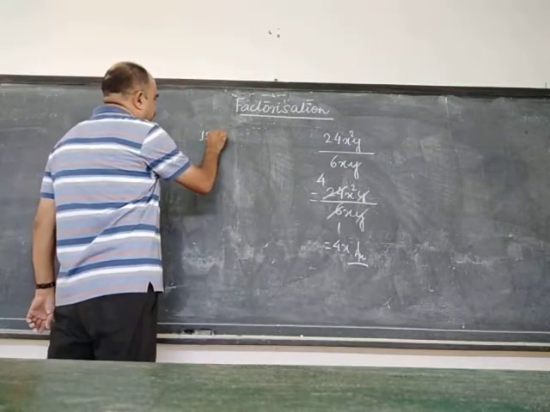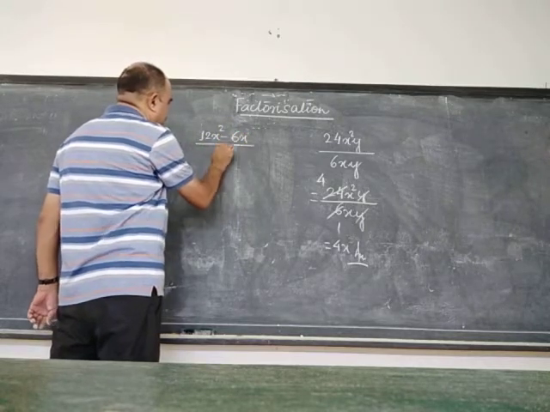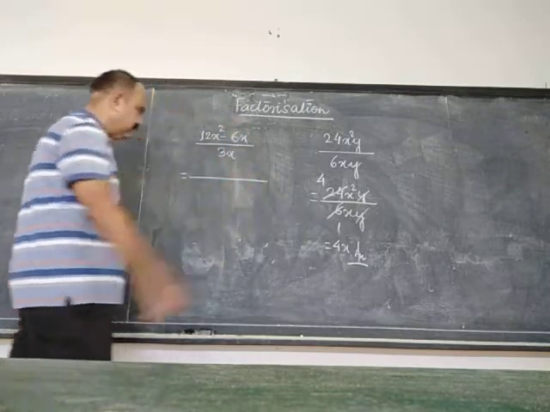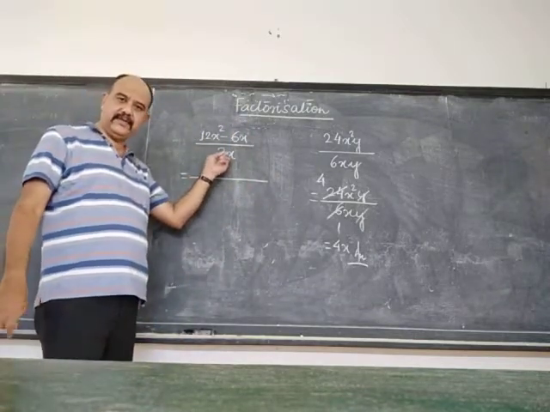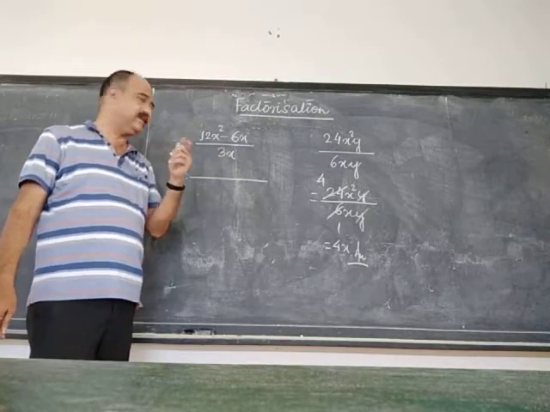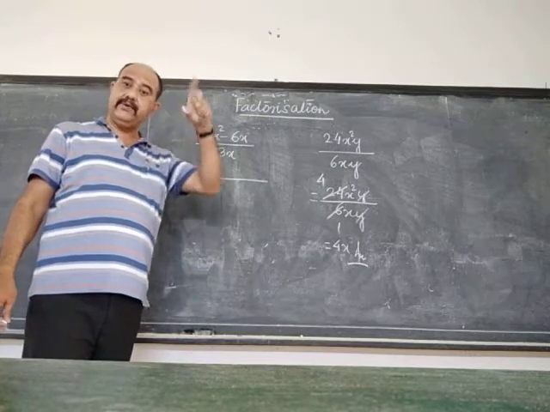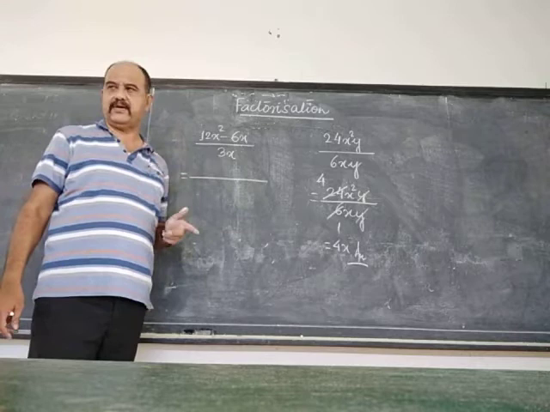12x square minus 3 square by 3. In this sum only, you cannot do anything with this denominator. So let the denominator be anything. Go to the numerator, look into the numerator. Then you recall the procedures that have been discussed in doing factorization.